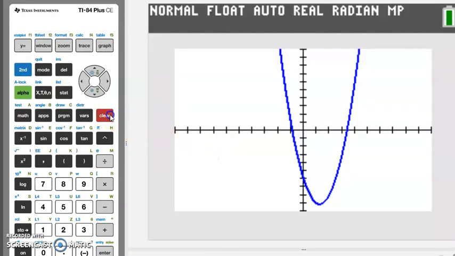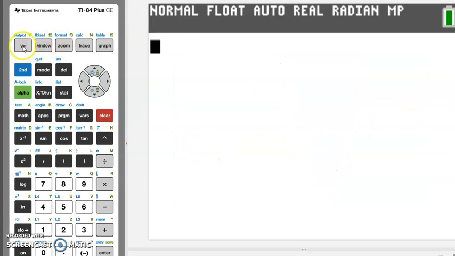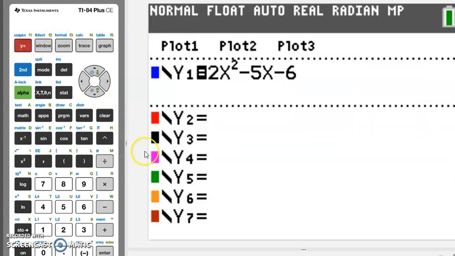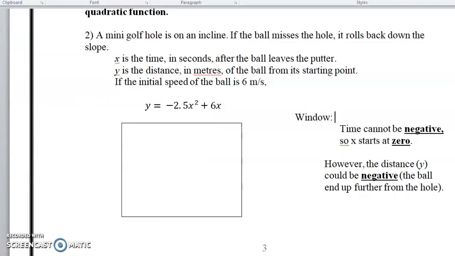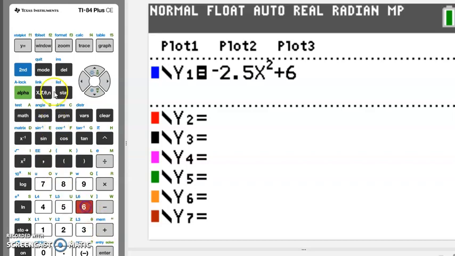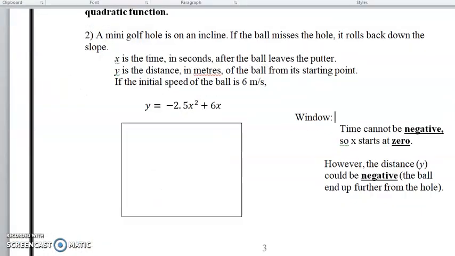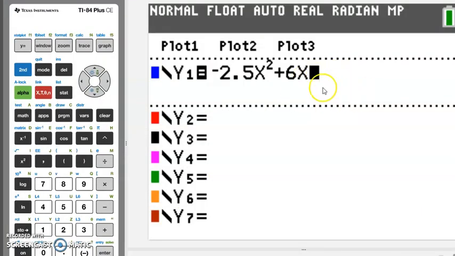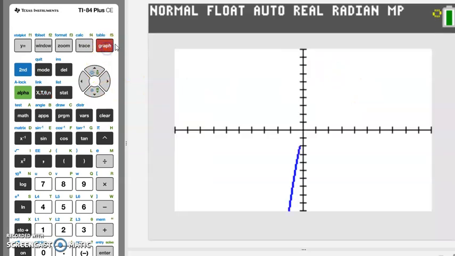Remember, if you have a graph here, you can just hit clear and that'll take you out, or you could hit y equals and take you to the graph. And clear gets rid of the whole thing. And this one was negative 2.5x squared plus 6x. And there's no y-intercept here, so it's 0, so it's going to go through the origin. So we're going to graph this.